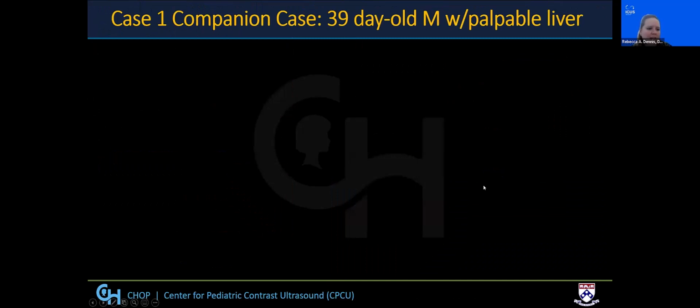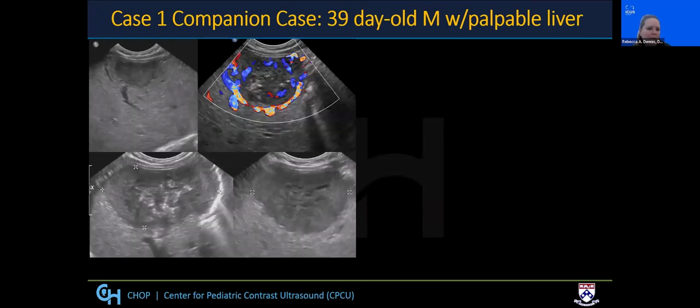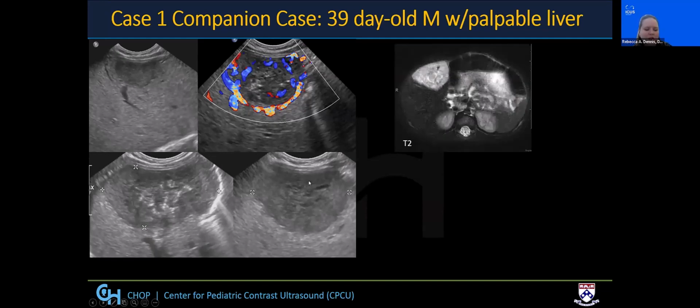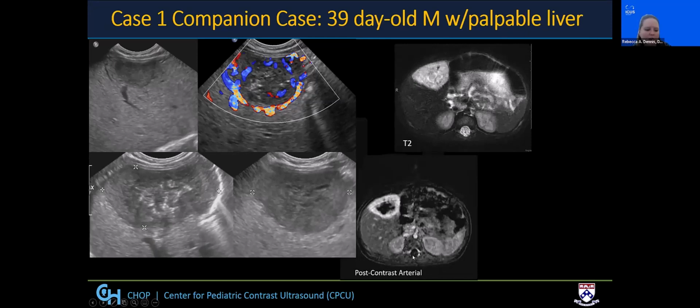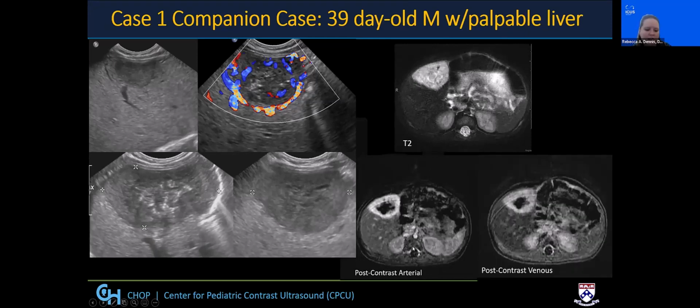A companion case is a 39-day-old male with palpable liver. Patient got an ultrasound for concern for hepatomegaly. See this heterogeneous mass with some increased echogenicity looking like calcifications, and it's very vascular. Patient got an MR, it's T2 bright, and on post-contrast arterial and venous phases, you can see it's peripherally enhancing and it's slowly filling in.